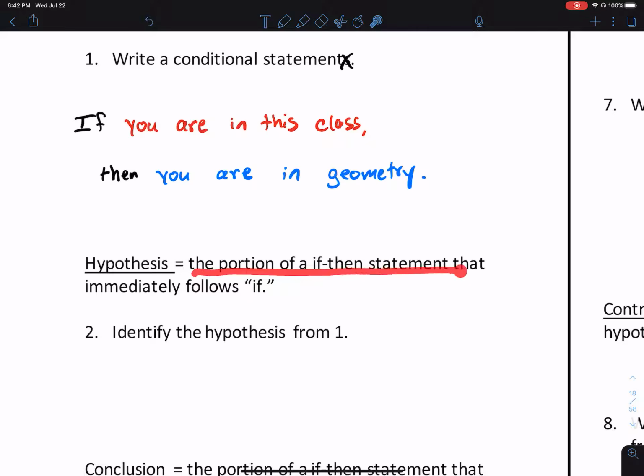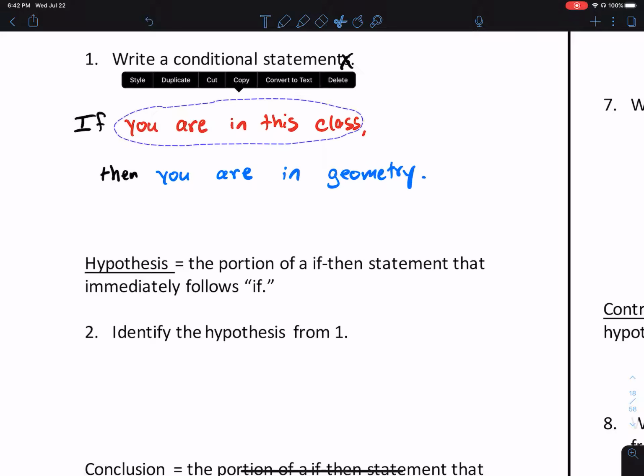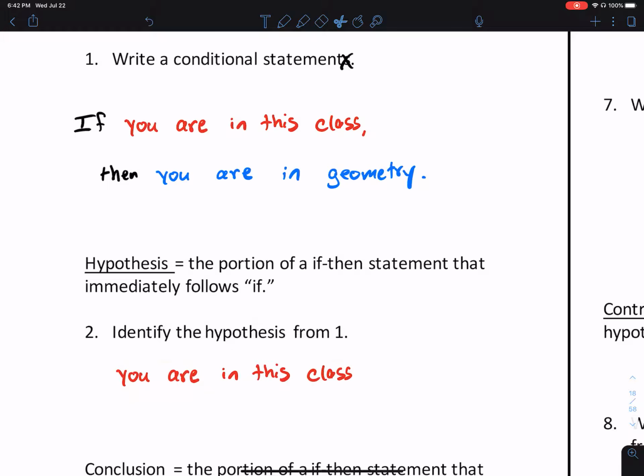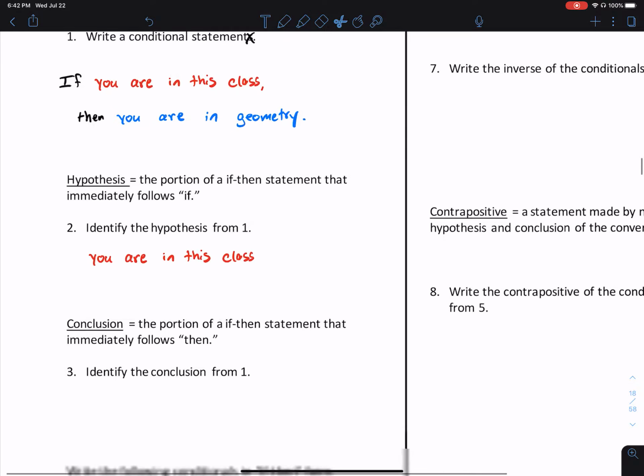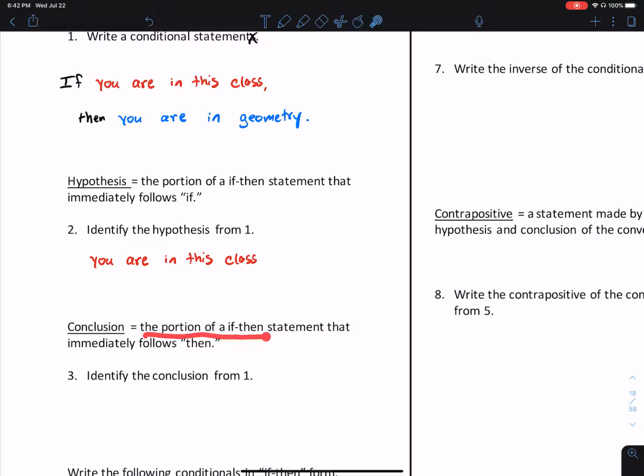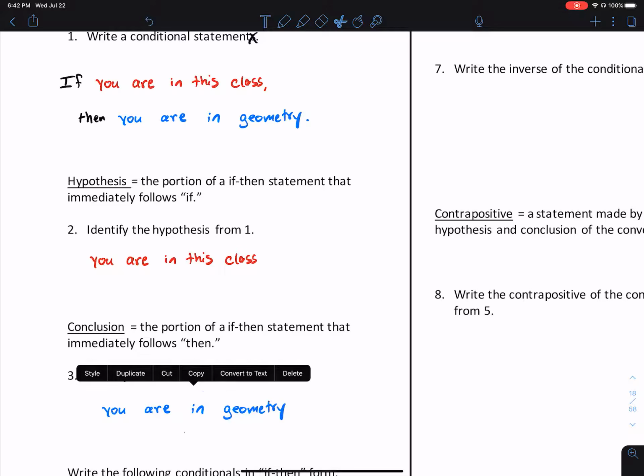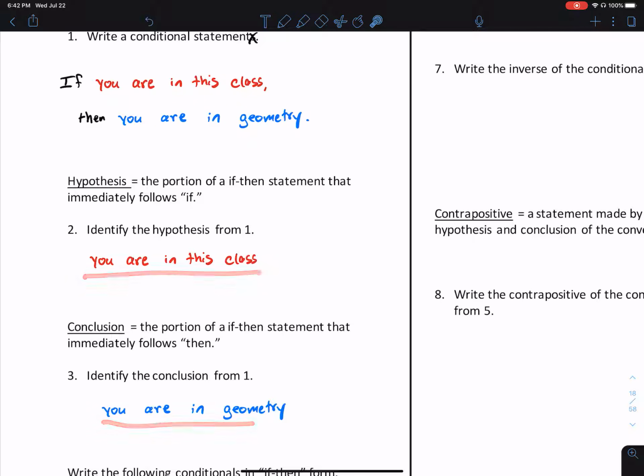Hypothesis. The portion of an if-then statement that immediately follows if. So in this example, you are in this class. That is the hypothesis. Conclusion. The portion of an if-then statement that immediately follows then. What follows then? You are in geometry. Please note, technically, the words if and then are not part of your hypothesis and conclusion. And I will likely count it wrong if you do include it.